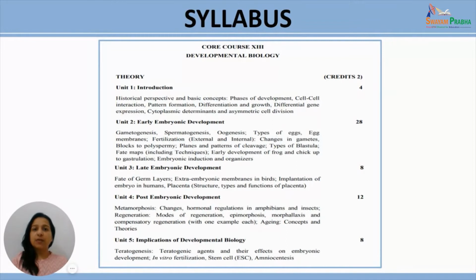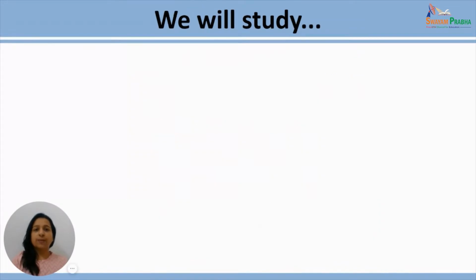This is the syllabus of Developmental Biology that we are following. We are currently doing Unit 2, Early Embryonic Development, in which we have already discussed gametogenesis, fertilization, planes and patterns of cleavage, various types of blastula, and fate maps in the previous lectures. So today we will do the early development of frog up to gastrulation.